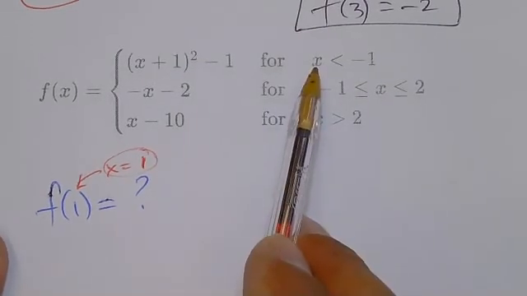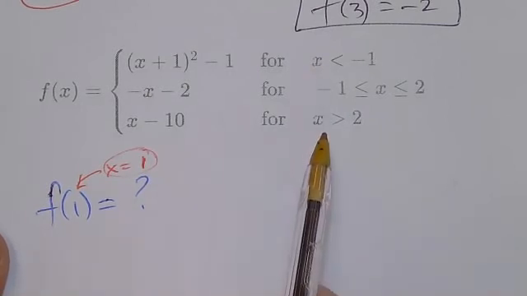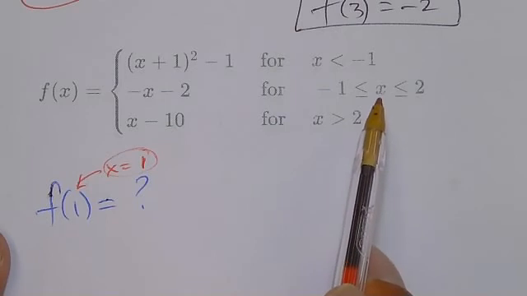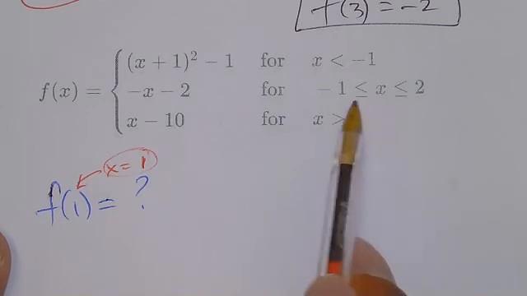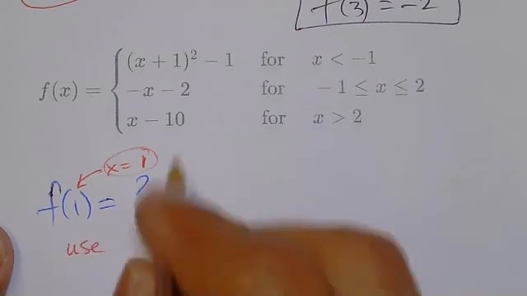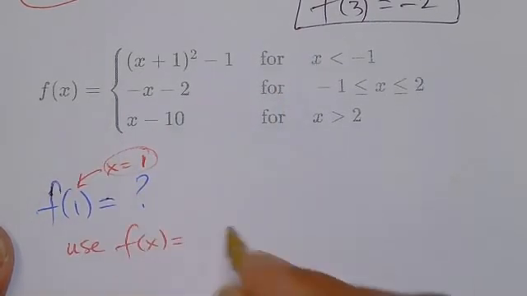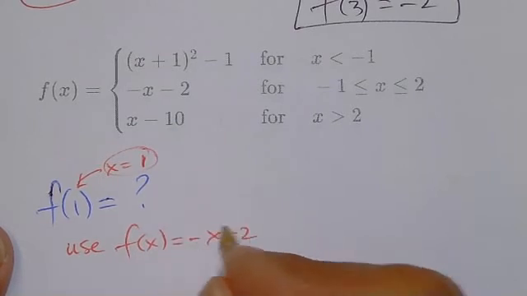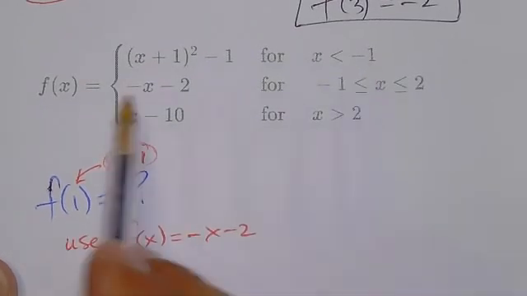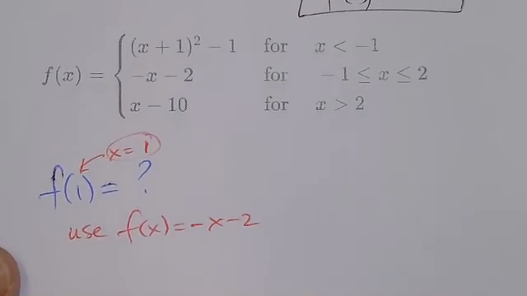Here, x is all the numbers less than -1. No, that's not where positive 1 is. Here, x is all the numbers that are greater than 2: 2, 3, 4, 5. No. Everybody agree you're going to use this one? Does everybody agree positive 1 is here? Yeah, so we're going to use which function? This one here, right? That's how you know you use that one. You don't plug it into all three. That's incorrect.